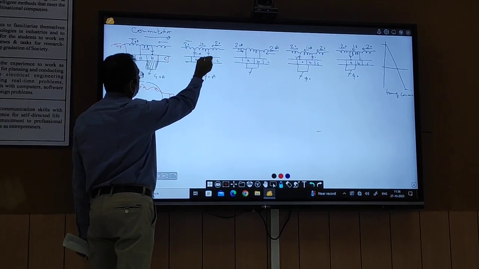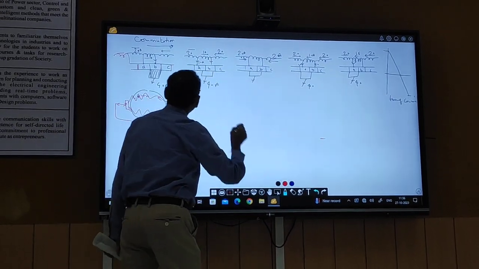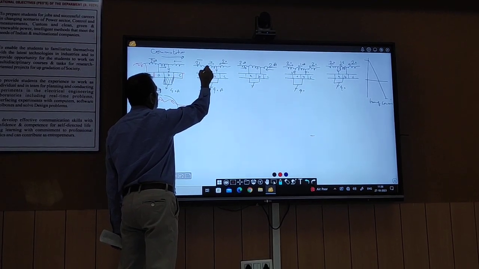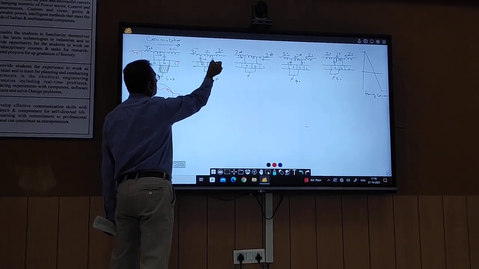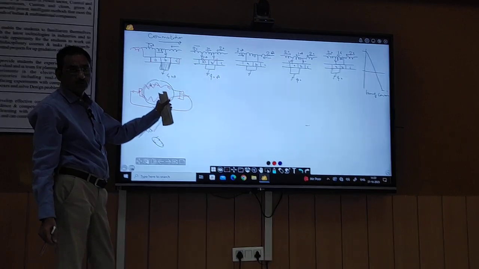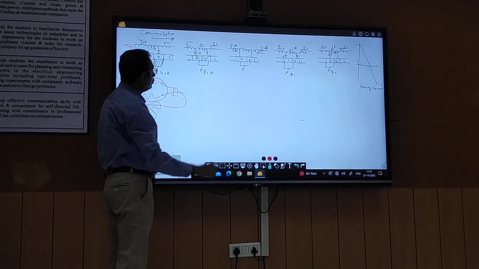So what may happen? Current will flow here. Since this brush is connected with this conductor, current can flow from here, also current can flow from here also. But this situation is not there. Getting this point or not? When the current can flow from both the sides, now how will it flow?